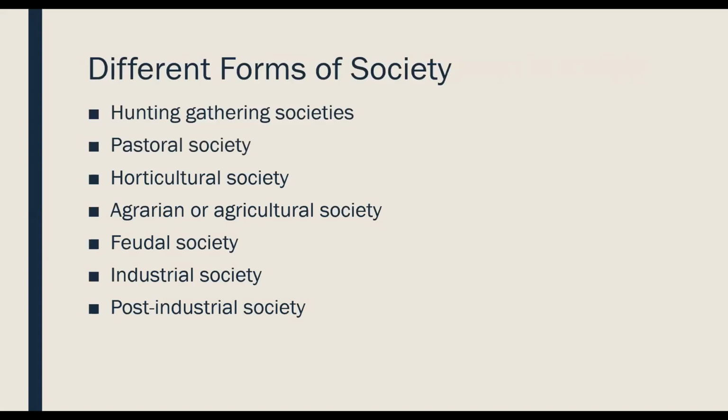you have the hunting and gathering society. What kind of society is found in that community? These societies rely primarily on hunting wild animals. They go fishing, they search for wild fruits, berries, and vegetables to support their diet.